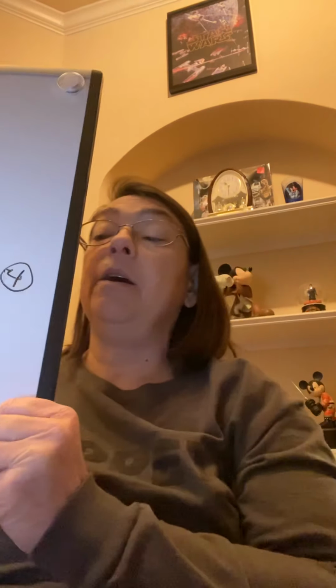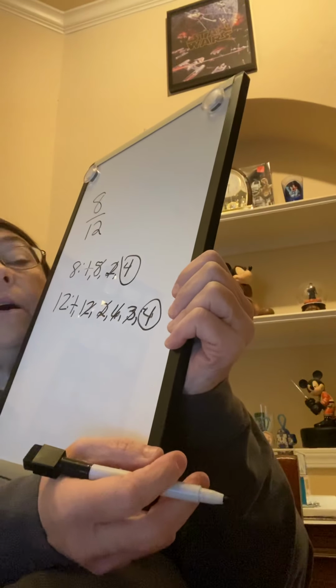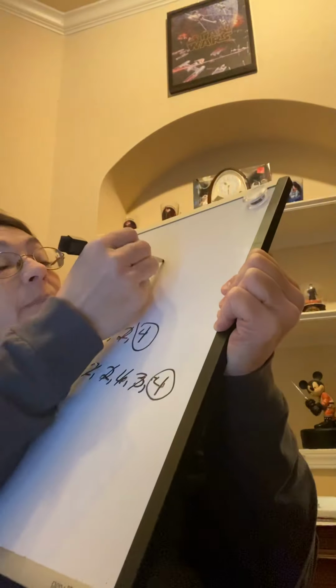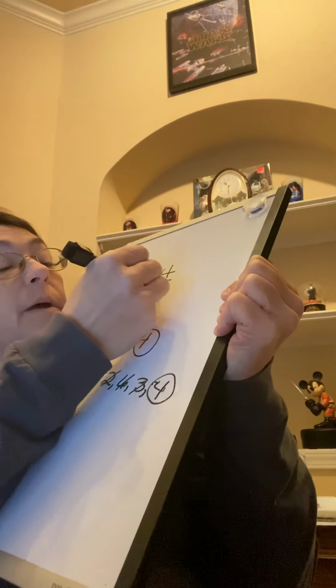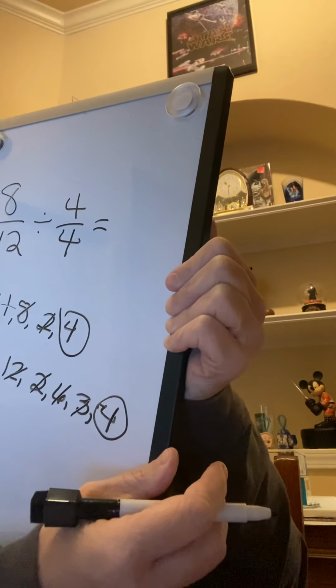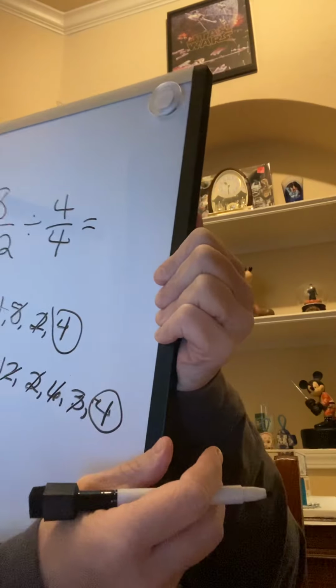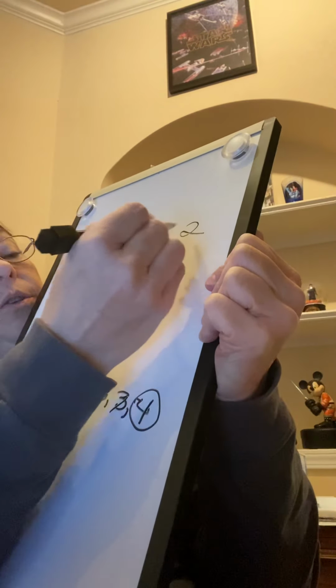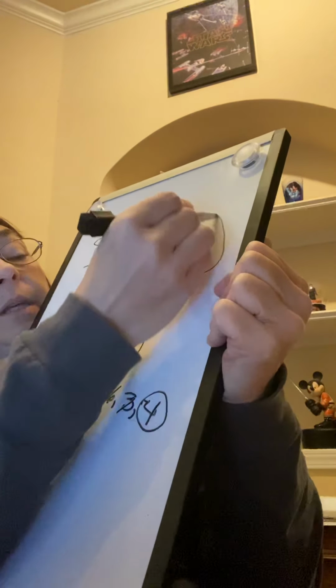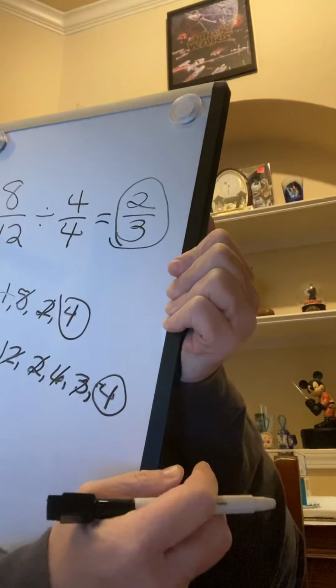All right, now, 4 is the biggest number in both my common factors. So that means I'm going to divide by 4 on the top and 4 on the bottom. Whatever I do to the top, I have to do to the bottom. Now I'm going to divide. How many times does 4 go into 8? It goes in 2 times. How many times does 4 go into 12? It goes in 3 times. That's the answer.